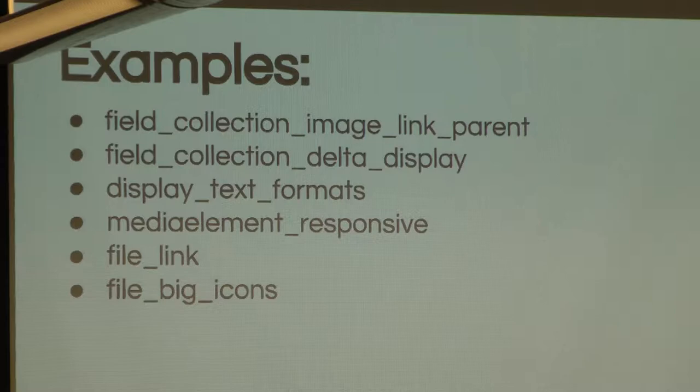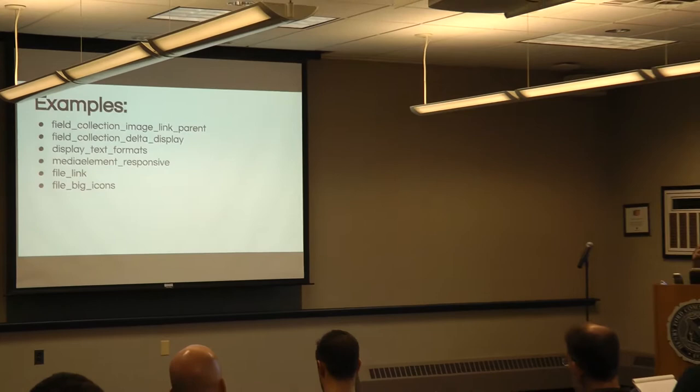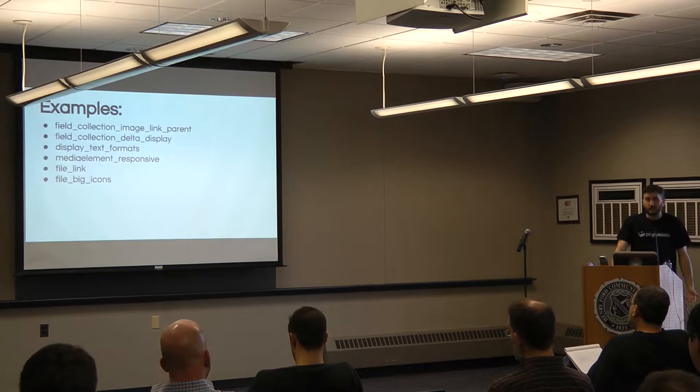Display text formats actually existed in Drupal 6. In Drupal 7, it's not quite as nice. So if I wanted to save something as full HTML, but show it as Markdown, or do something where the two filter formats don't necessarily agree with each other, display text format lets you do that from the Manage Display tab. Media element responsive really just makes sure that those media element.js videos never get too big. File link and file big icons are both ways to display files that should just live on their own.